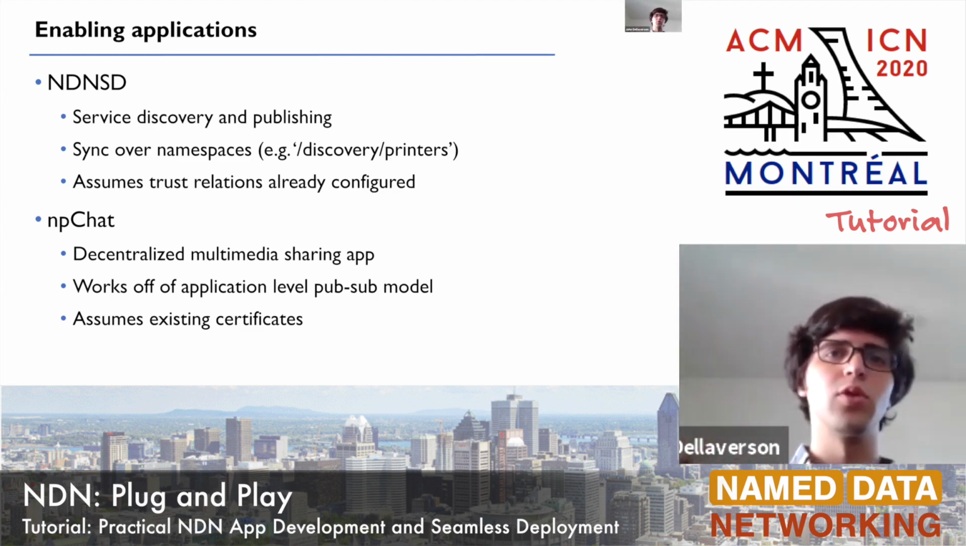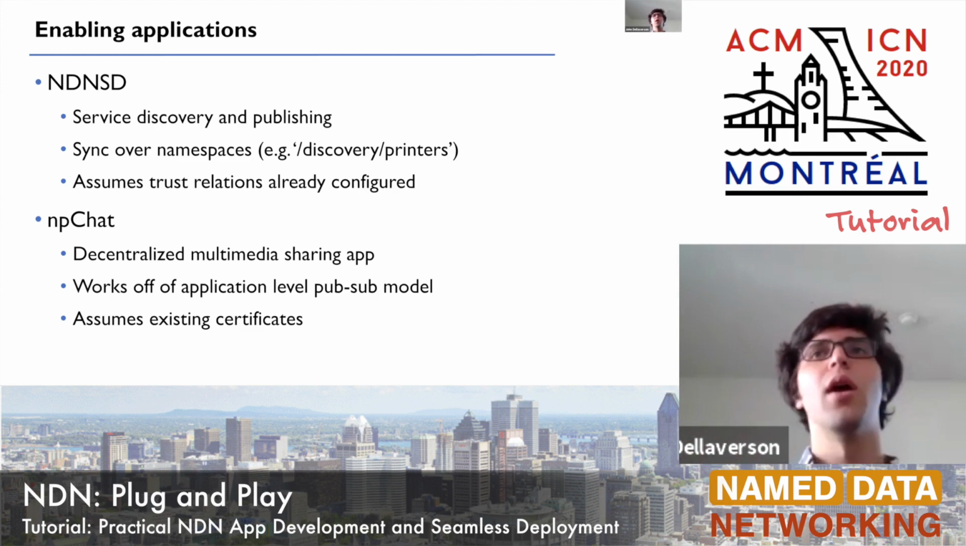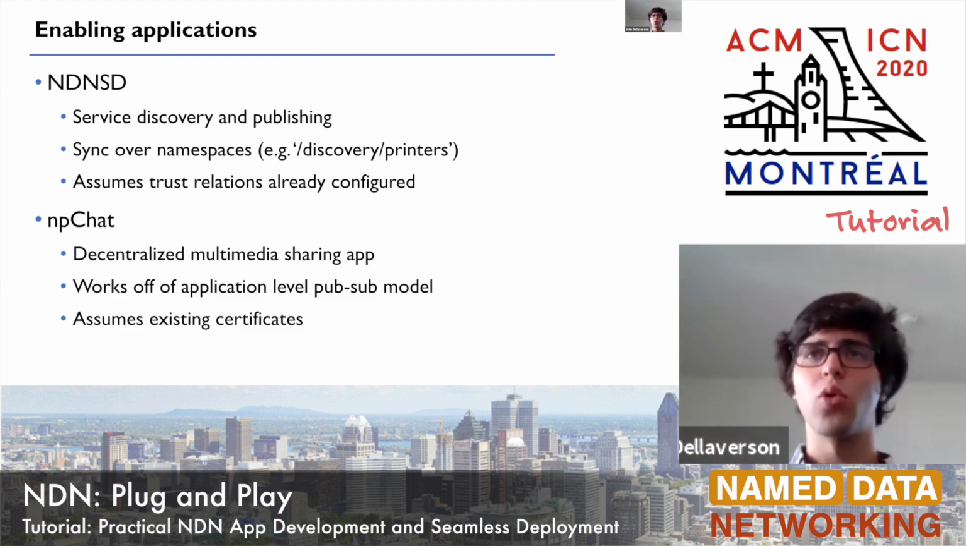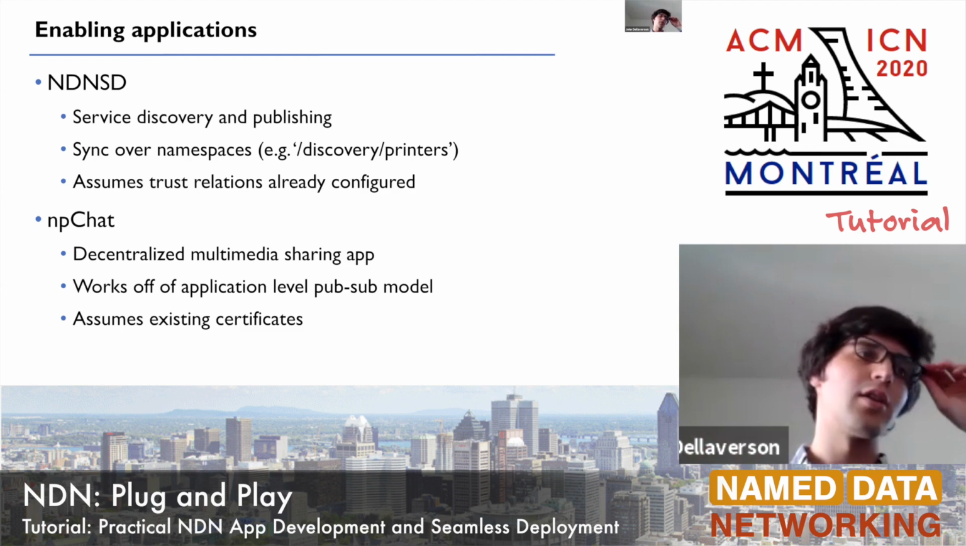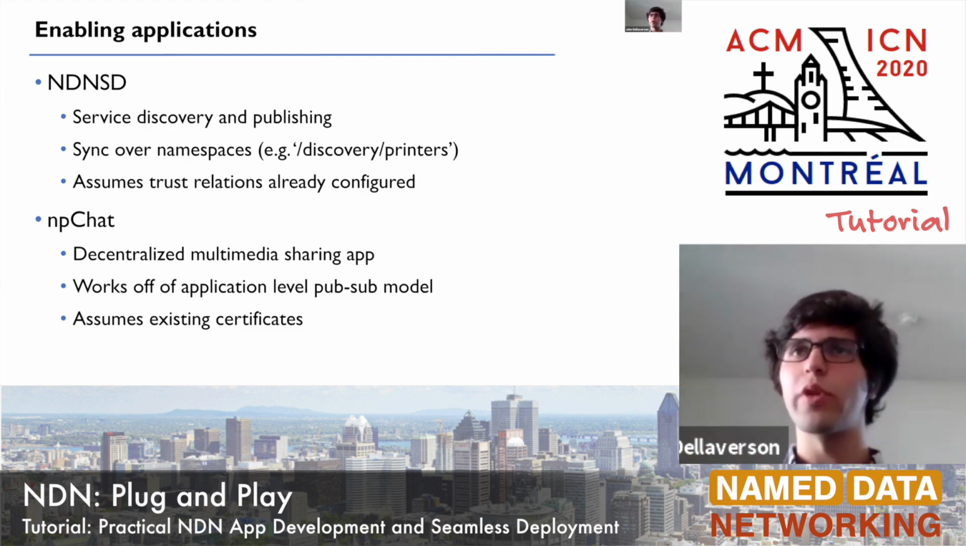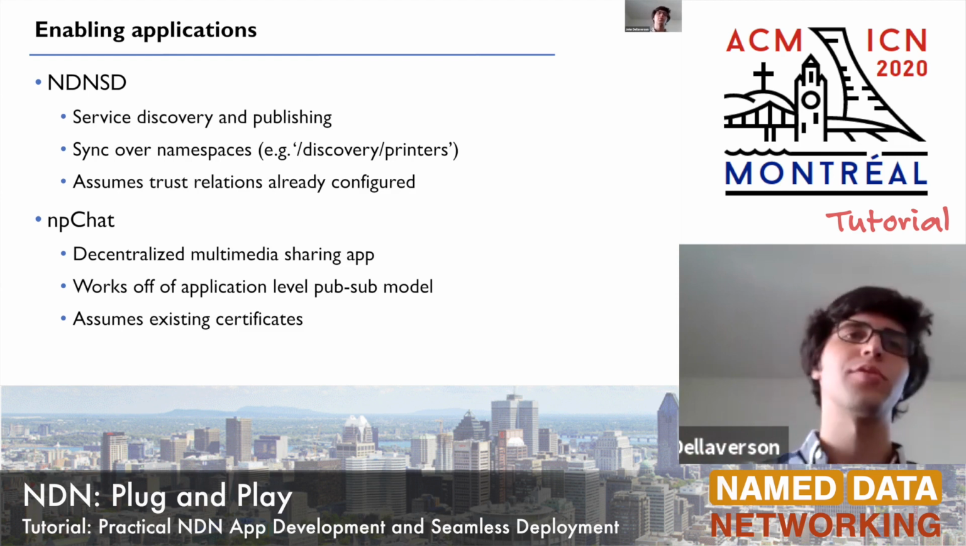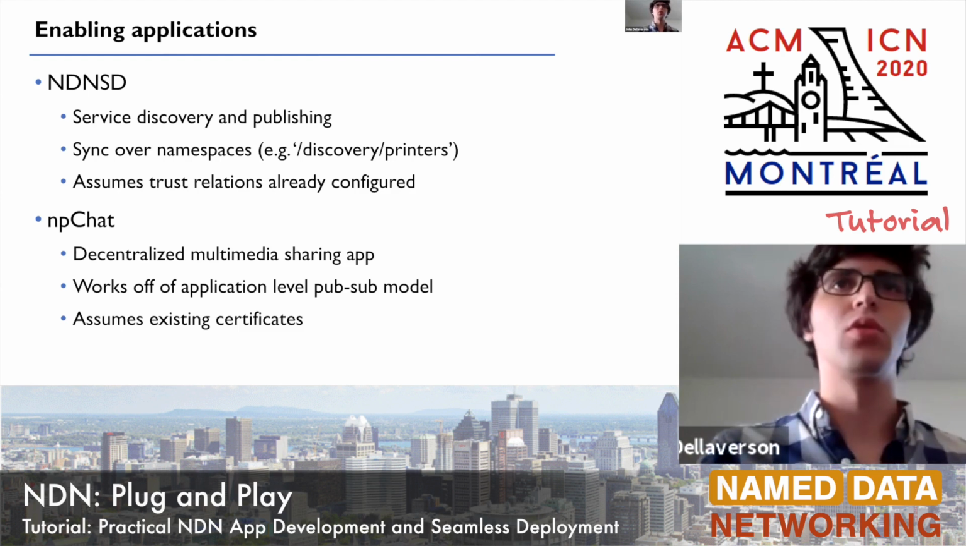NP-Chat is another wonderful application that's been developed by the community. It's a decentralized multimedia sharing app. It works off of an application level pub sub model. And though it does have the ability to trust someone by scanning a QR code if you're meeting them in person, if you wanted to also meet someone over some local network and talk to them and get introduced that way, you would hopefully have existing secure certificates that you can use to trust them and establish that sort of thing. So great.